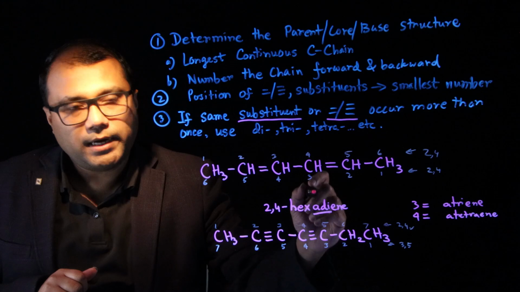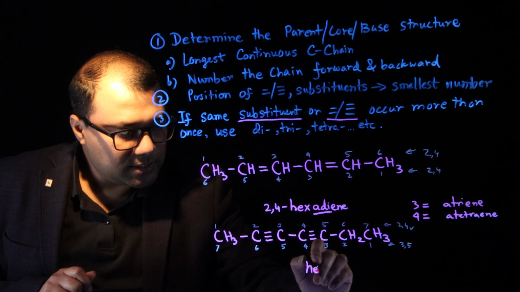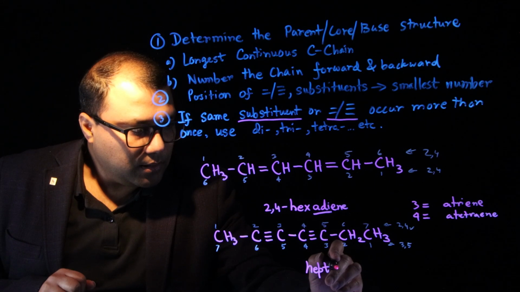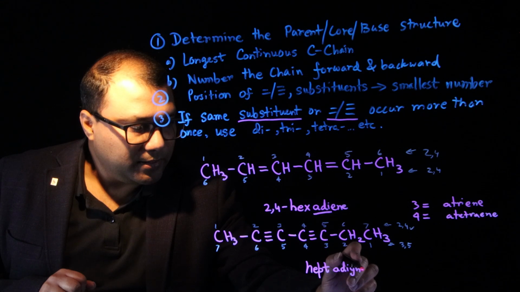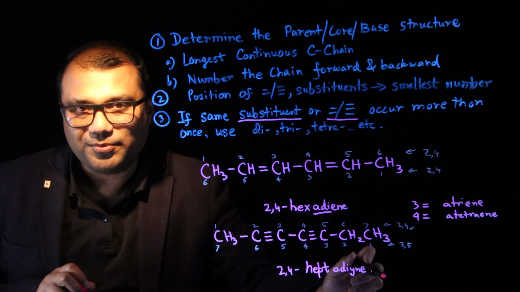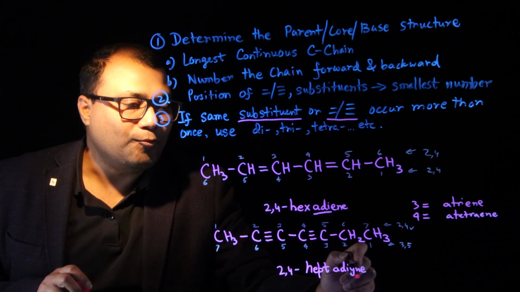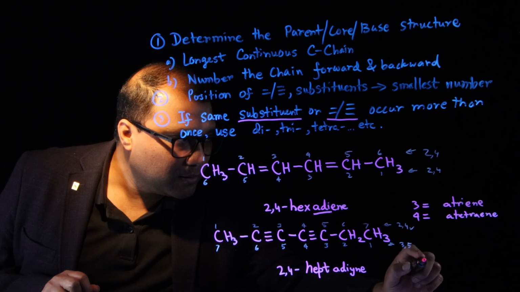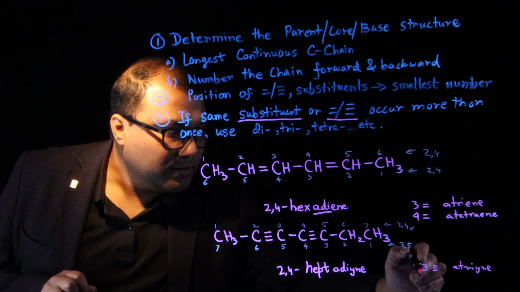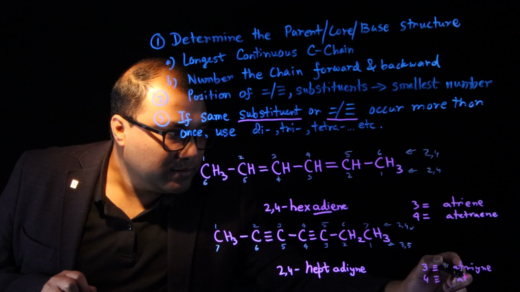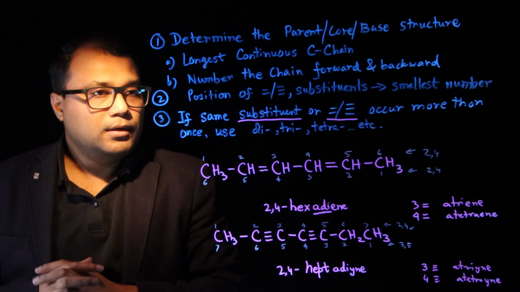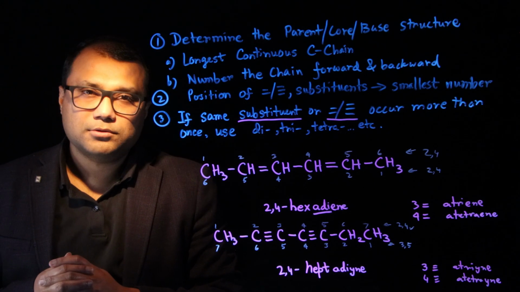Now, since there are 7 carbon atoms on the base structure, we'll start with an hept. Okay. And this one will become position 2, 4 heptadiyne. I don't know how to pronounce it differently than that, but it is heptadiyne. Okay, so if there were 3 triple bonds, then it would be a triyne. If there were 4 triple bonds, then it would be a tetrayne. Okay, so that is how we name when we have multiple double bonds and triple bonds on the same base structure.